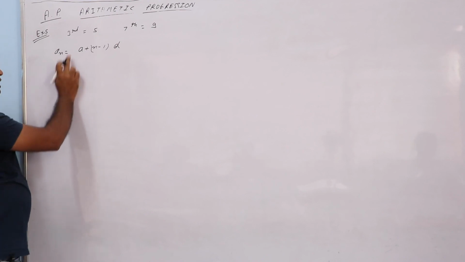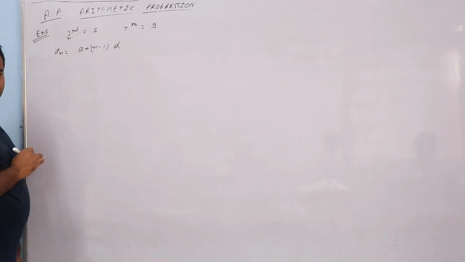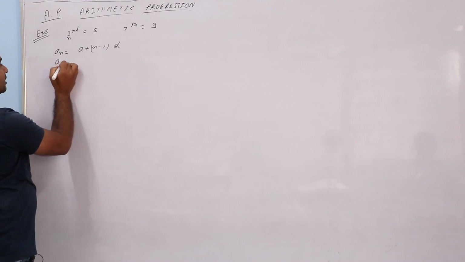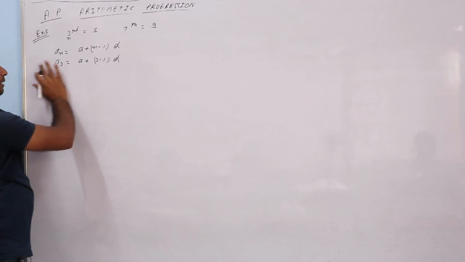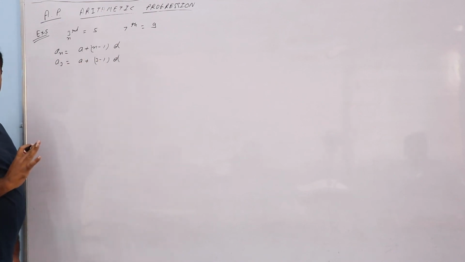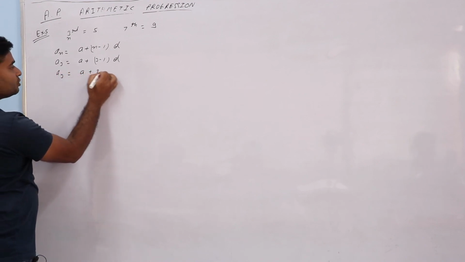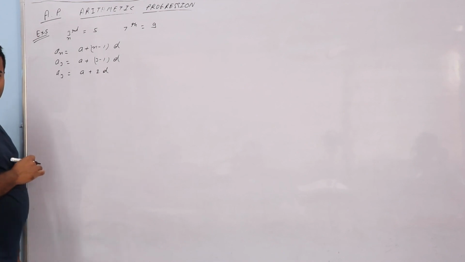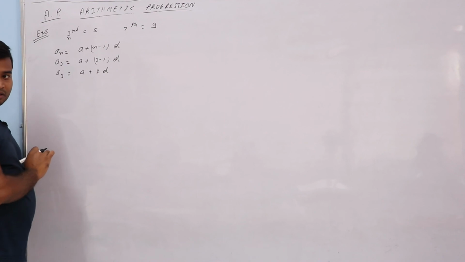Getting na? So here third term means this is the n given. Yes or no? So a3 is equal to a plus 3 minus 1 into d. The remaining things we are not at all knowing. Means a3 is equal to a plus 2d. Yes or no? Sir. Getting how we get? a3 is equal to a plus 2d.